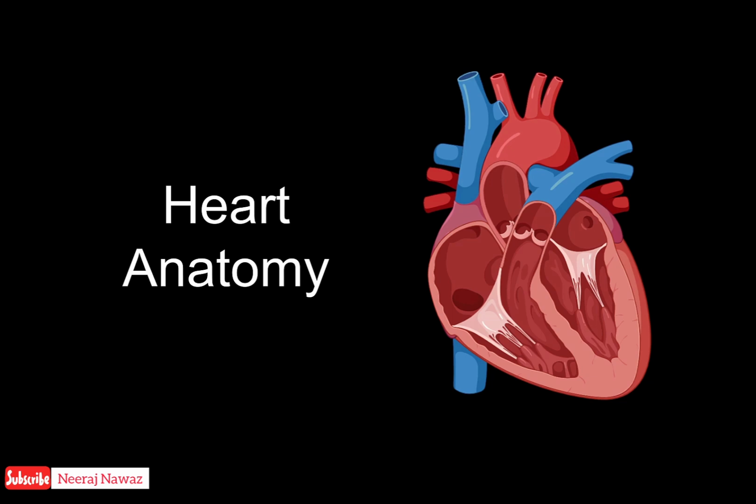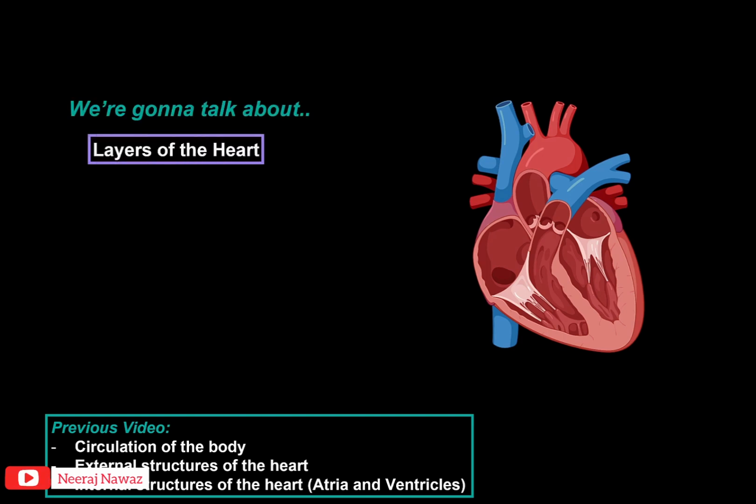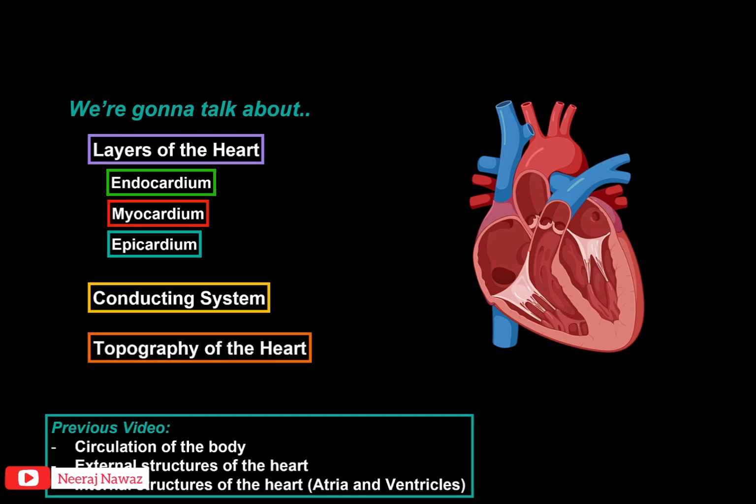Let's talk about the heart again. In the last video, we covered the circulatory system and the general anatomy of the heart. Now, in this video, we are going to cover the layers of the heart, which include the endocardium, the myocardium, and the epicardium. Then we will go through the conducting system, and after that, we are going to look at the general topography of the heart, which will help you from a clinical perspective.